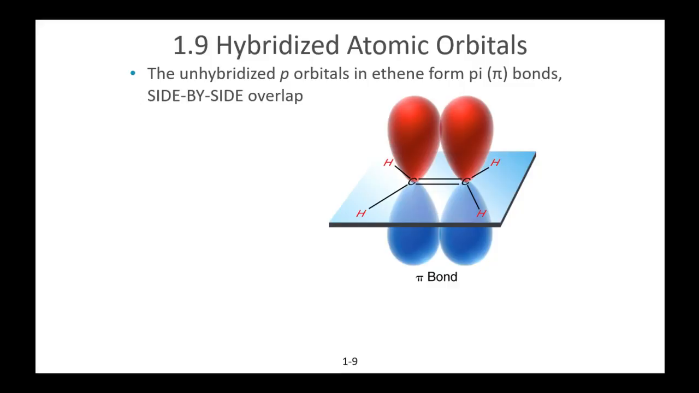Now, what about the unhybridized p orbitals? In ethylene, these orbitals are parallel to each other. This gives us another type of bond called a pi bond. Notice that the overlap in this case is less than for a sigma bond, at least according to this representation, and there's more than one way that we can represent a pi bond. Consequently, pi bonds, because they have less overlap, tend to be somewhat weaker than the comparable sigma bonds.